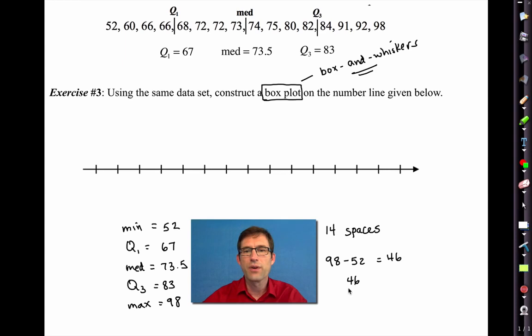So if I take 46 and I divide it by 14, what do I come up with? Let me grab my calculator. 46 divided by 14 gives me a little bit more than 3.28. Now that's ideal. I'd go by 3.28 and I would confuse the living daylights out of people. I don't want to do that. Let's not go by threes. If you can, go by ones. If you can't go by ones, go by twos. If you can't go by twos, go by fives. If you can't go by fives, go by tens, etc.